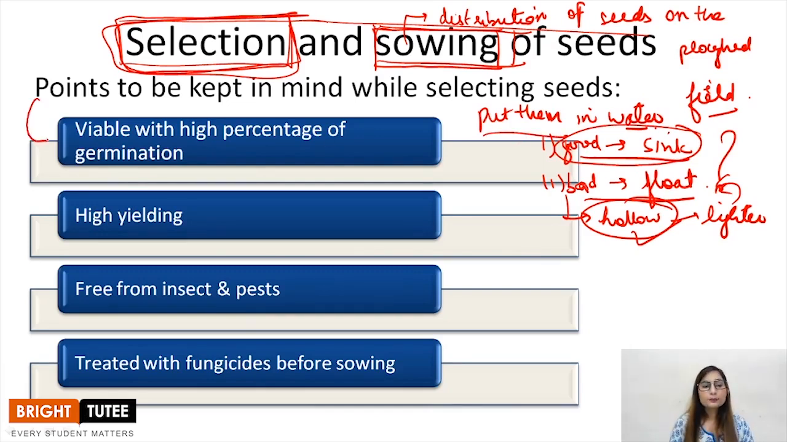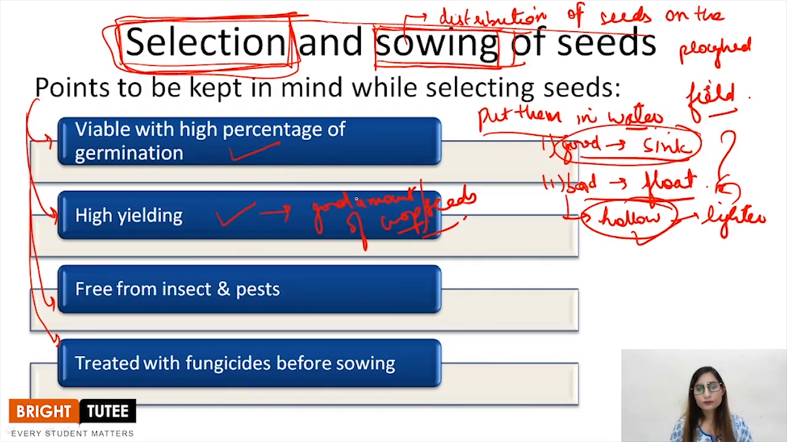There are certain points to be remembered while selecting seeds other than bad and good. Let us see what these points are. First, they must be viable with a high percentage of germination. Secondly, they must be high yielding. This means that they must produce a good amount of crop. A good amount of seeds must be obtained once we put these seeds for sowing for growth of crop. So high yielding seeds must be used.